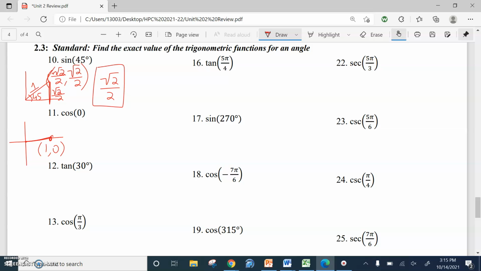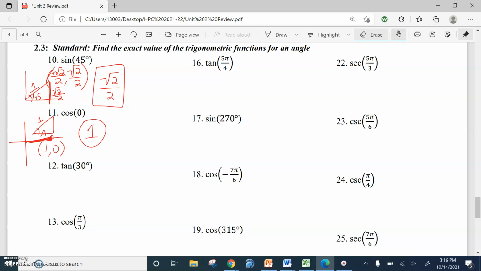Well, cosine in any triangle on the unit circle, let's say we went up more than 0 degrees, but if we did that, cosine is going to be this adjacent side. I'm going to call that A for adjacent. Adjacent over 1. In this case, the adjacent side length is 1. The hypotenuse is 0. So our answer for cosine of 0 is just the x value, or 1.